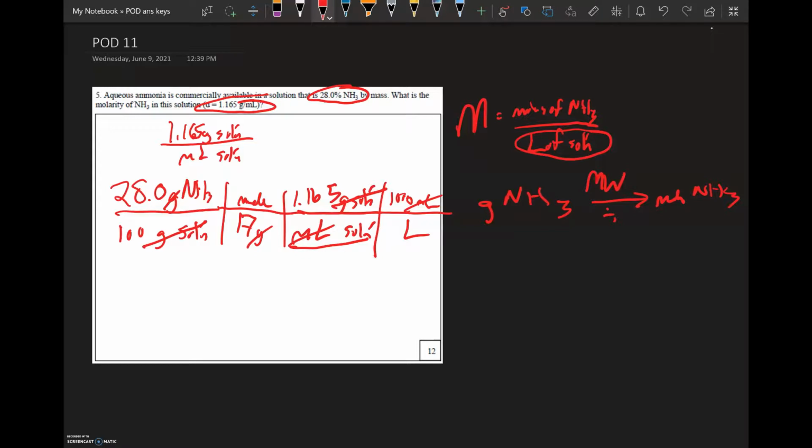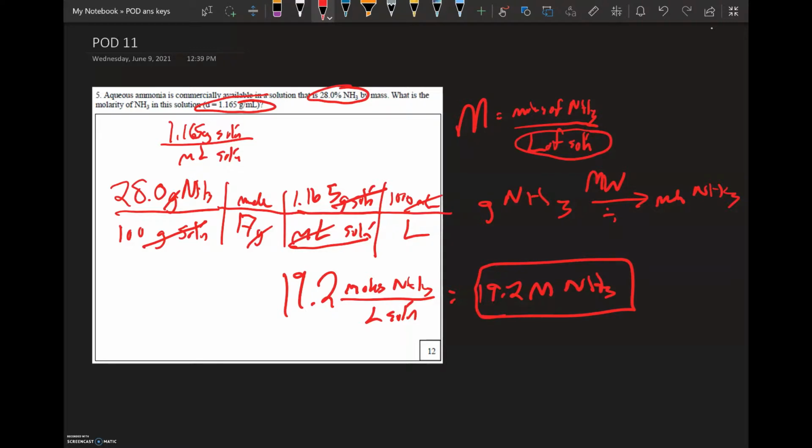Now it's just a matter of calculating. We take 28 divided by 100, hit enter, divide by 17, hit enter, times that by 1.165, and then times that number by 1,000, and what you end up with is 19.2 moles of NH3 per liter of solution, or you can just say 19.2 molar NH3. So that's the molarity for this solution of NH3.